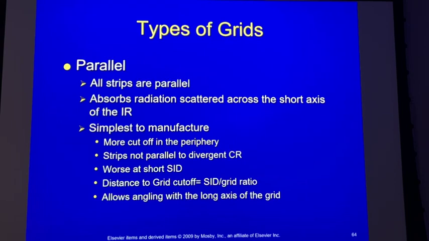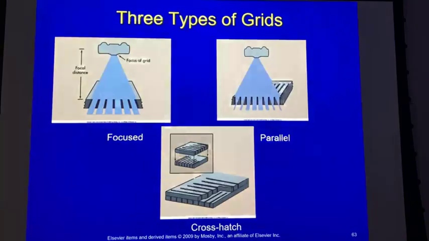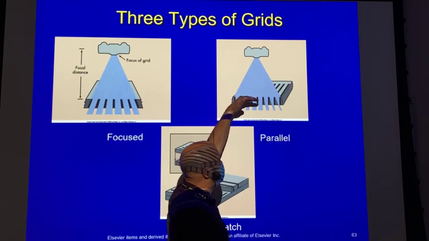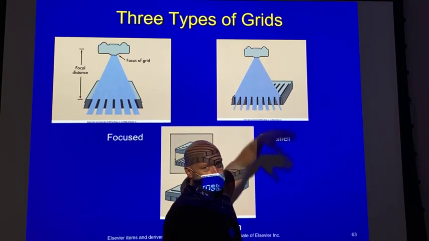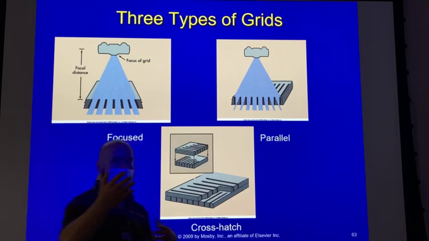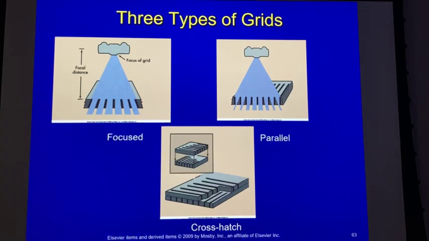Parallel is simplest to manufacture, with more cutoff in the periphery because the strips can't angle. And it gets worse at short SID. Even though you get that cutoff, and even though it gets worse at short SIDs, the focus on a parallel grid is infinite. You can go as far out or as close as you want to with them. So it doesn't have a focus. Focus is specific to a focused grid.